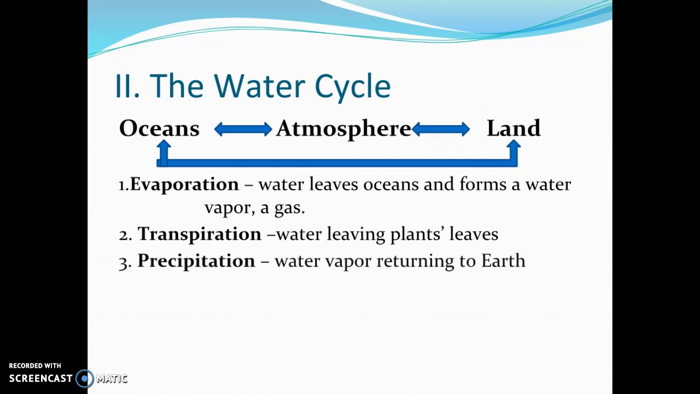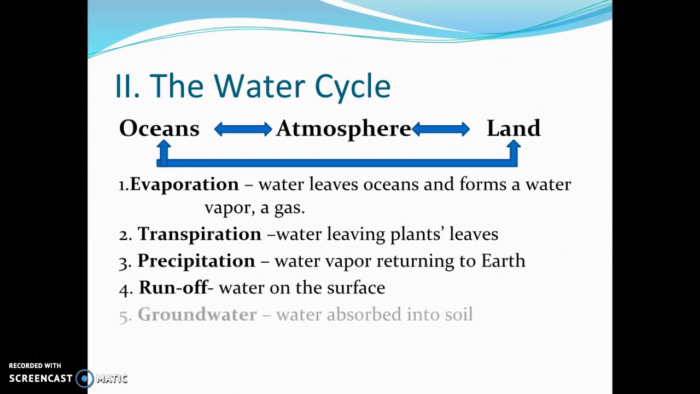We also have precipitation, which is when water vapor returns to Earth. There's 4 different types of precipitation that we see. That could be rain, sleet, hail, and snow are the 4 most common that we tend to see. And when it hits the land, it all kind of pulls together and turns into this runoff, which is whenever there's water on the surface. And the runoff can either flow into streams, it can flow into rivers, which then goes to lakes, which then tends to go to oceans as well.